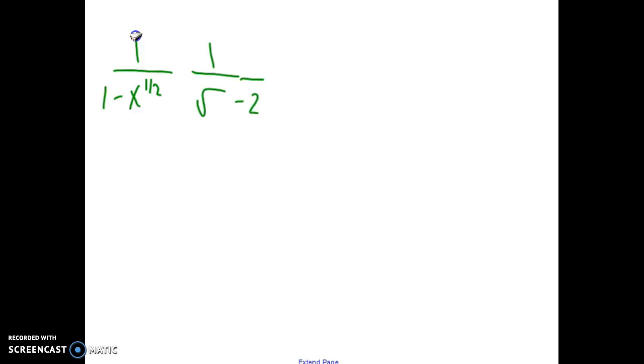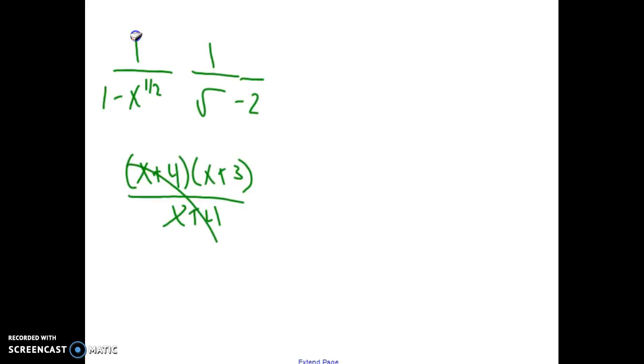We like to cancel out everything that would cancel. So if I had x plus 4 times x plus 3 over x plus 4, I like to cancel out the x plus 4s. So that's really quickly a couple things on simplifying, but now let's get into some nitty-gritties.